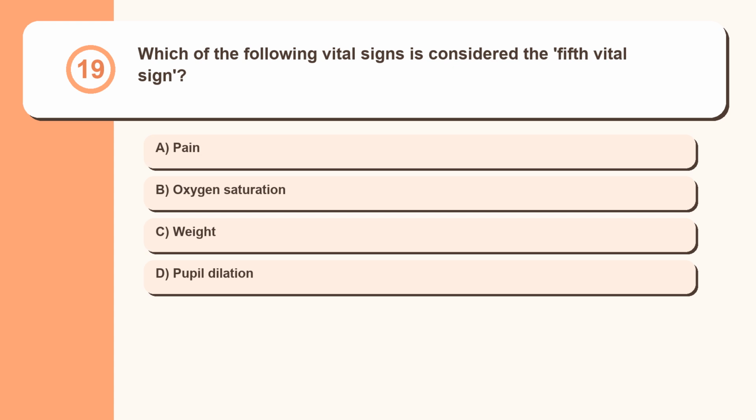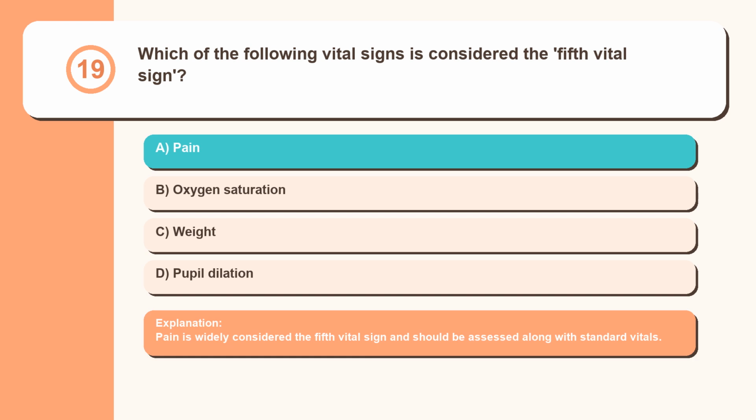Question 19. Which of the following vital signs is considered the fifth vital sign? Pain, oxygen saturation, weight, pupil dilation. Pain is widely considered the fifth vital sign and should be assessed along with standard vitals.